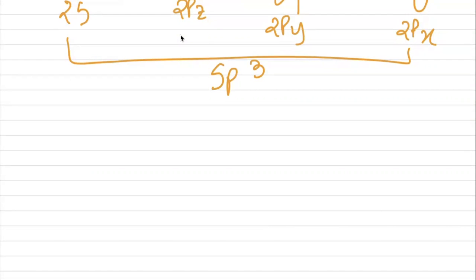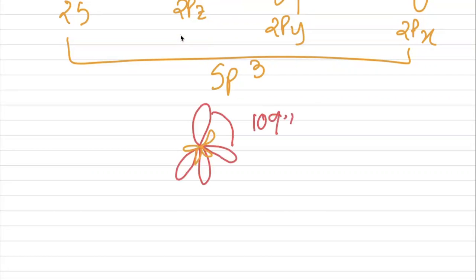It has a structure of tetrahedral. So this will be the structure like this. And the bond angle will be 109.5 degrees, and it forms a tetrahedral structure.